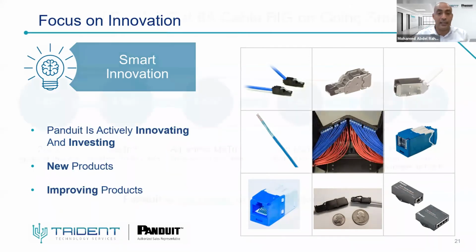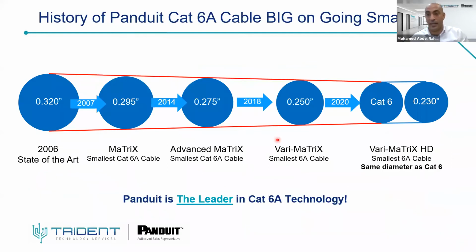So let's discuss the different innovations from Panduit. This is the history of Cat6a cables, starting with the traditional Cat6a cable, which was introduced in 2006, the first generation of Cat6a cable. To support 500 megahertz, and to minimize the crosstalk between bundles of cable, most vendors went with a large diameter cable with lots of filler inside to have minimum crosstalk between the bundles of the cable.